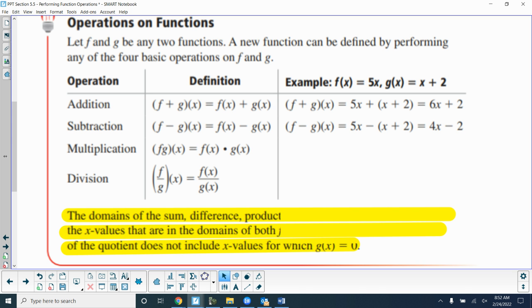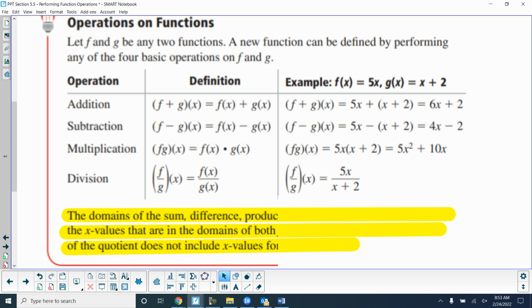There's no symbol between f and g, that means to multiply them, right? So if it's f of x times g of x, it means 5x times x plus 2. Well, how do I multiply something out front of parentheses? What do we call it? Distribute, right? That's all we do. 5x times x plus 2 is 5x squared plus 10x. Okay? And then the last one, f over g, means f divided by g, right? So it'll be 5x over x plus 2, and nothing you can do there. Nothing you can do to simplify it. Okay? So that's what we're doing.